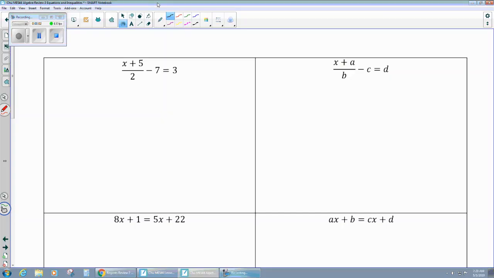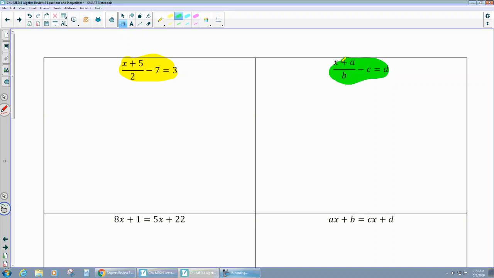Okay, so let's continue where we left off, and we're going to try to do these 2 problems together. I'll refer to them as the yellow problem and the green problem, or the regular equation and the literal equation. Okay, so let's first look at our regular equation. It's highlighted in yellow. I have (x plus 5) divided by 2 minus 7 equals 3.